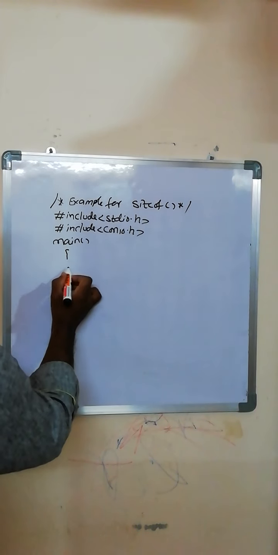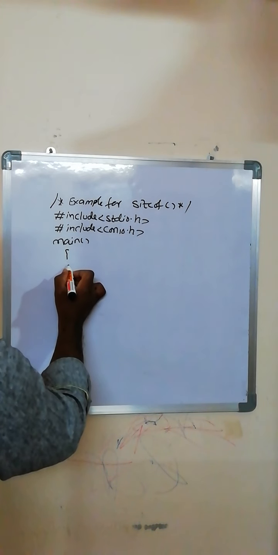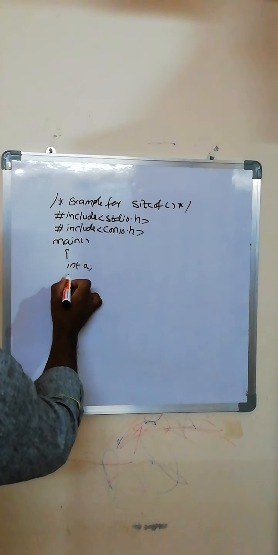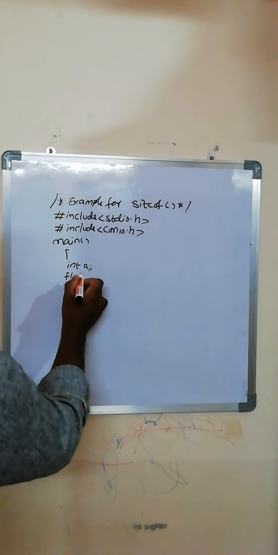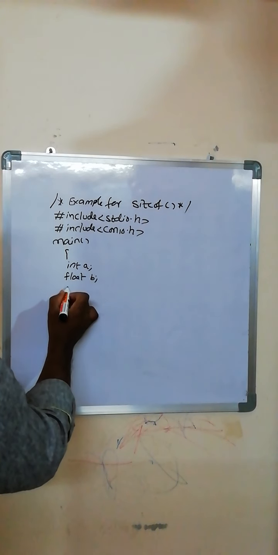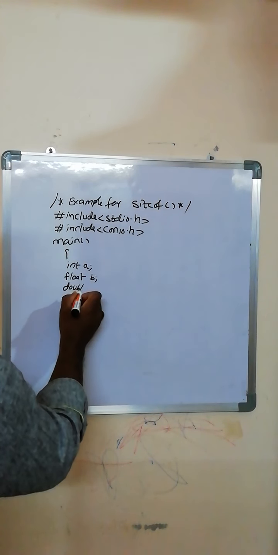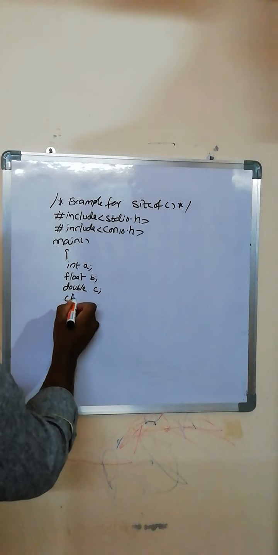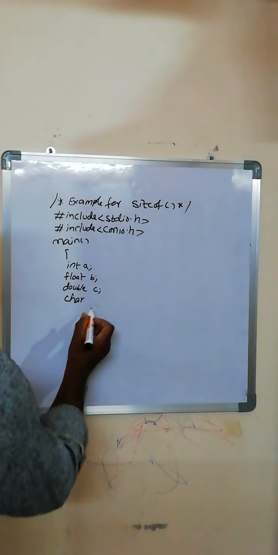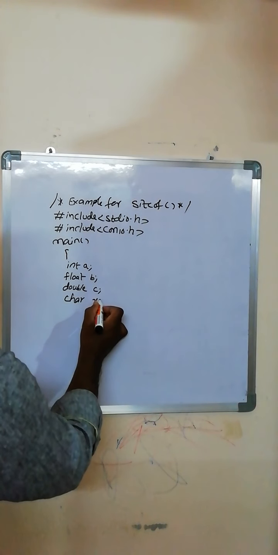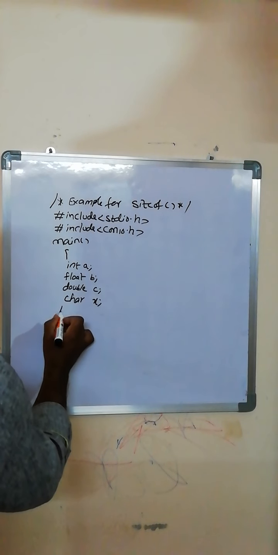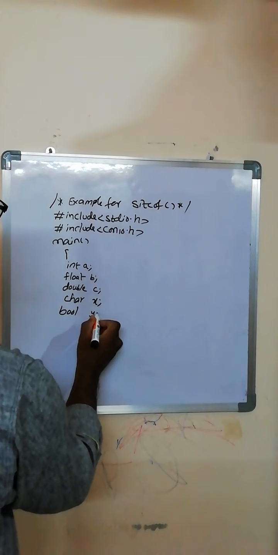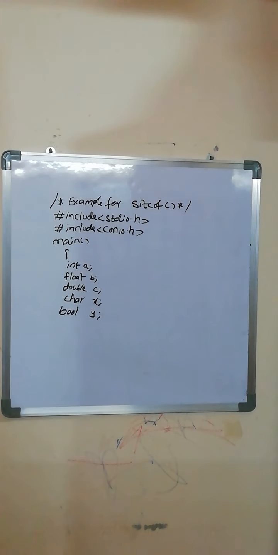You can declare some data type variables and keywords. Like int is a keyword, a is a variable. Similarly, float is a keyword, b is a variable; double is a keyword, c is a variable; char is a keyword, x is a variable; bool is the keyword for boolean, y is a variable. See how much memory is required.